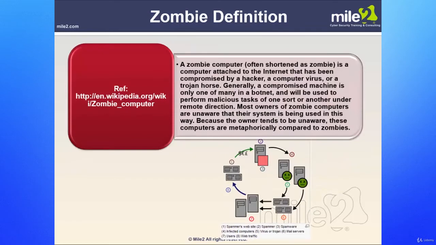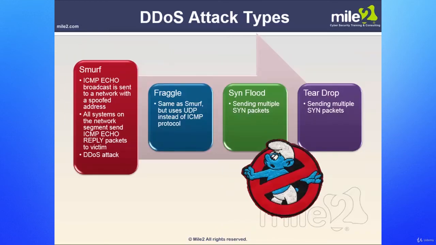All right, and your zombie definitions here. A zombie computer, often shortened to zombie, is a computer attached to the internet that has been compromised by a hacker, a computer virus, or even a Trojan horse. Generally, a compromised machine is only one of many in the botnet and will be used to perform malicious tasks of one sort or another under remote direction, again using a command and control center. Most owners of zombie computers are unaware that their systems are being used in this way. Because the owner tends to be unaware, these computers are metaphorically compared to zombies.